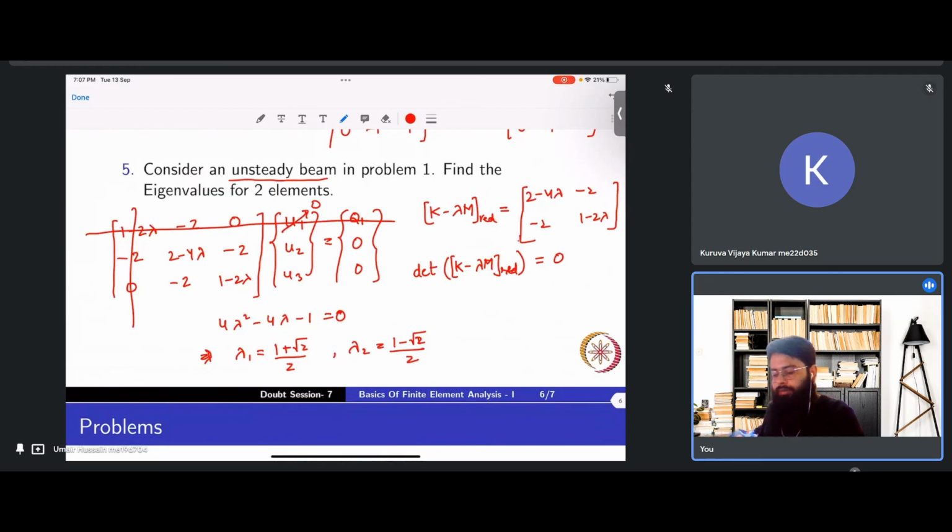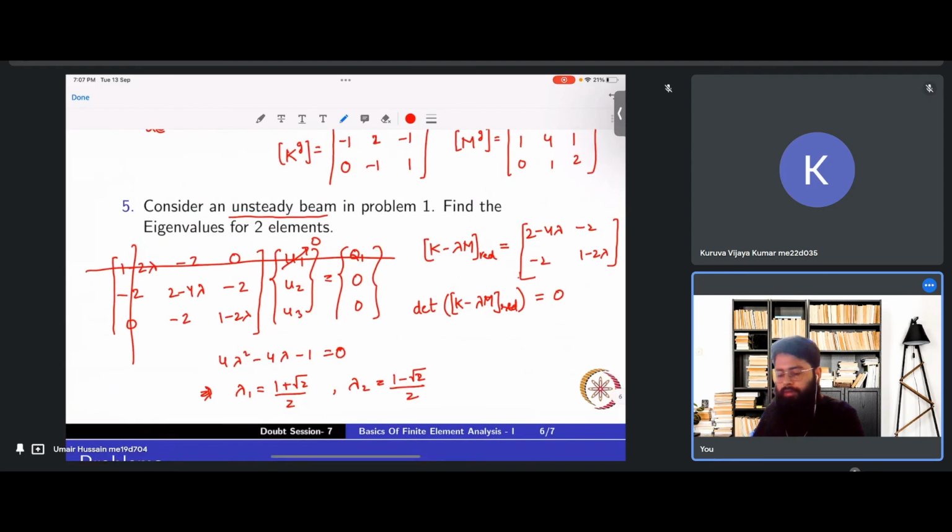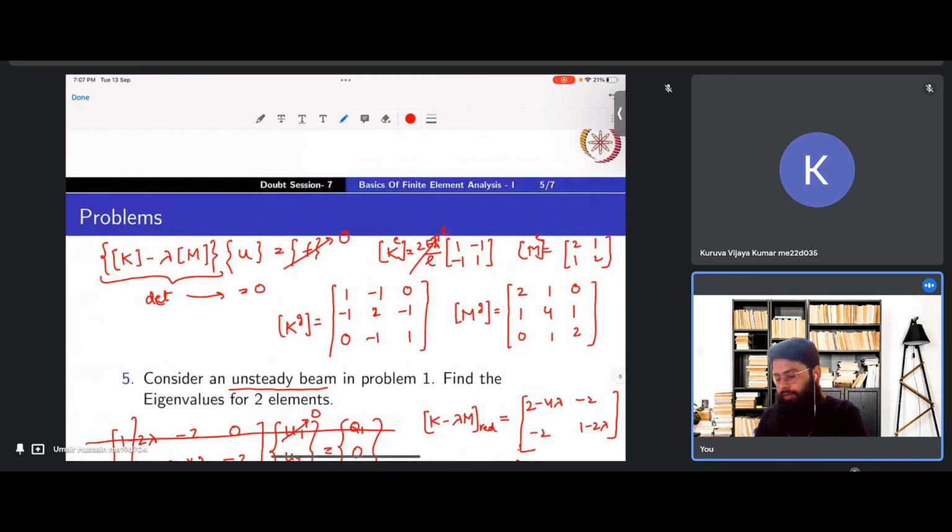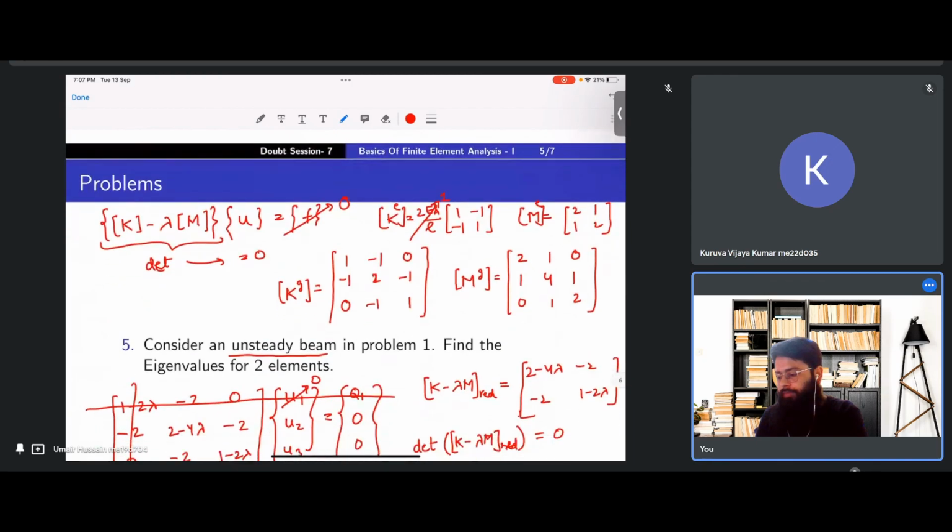So I hope this was clear. So we are done with the fifth problem here also. Now I think we are out of time. If there are no further questions, then we can conclude the session.